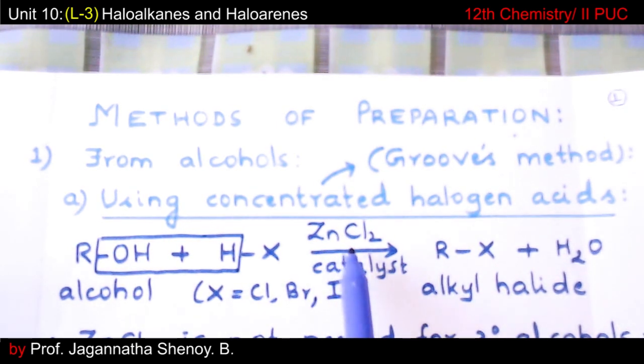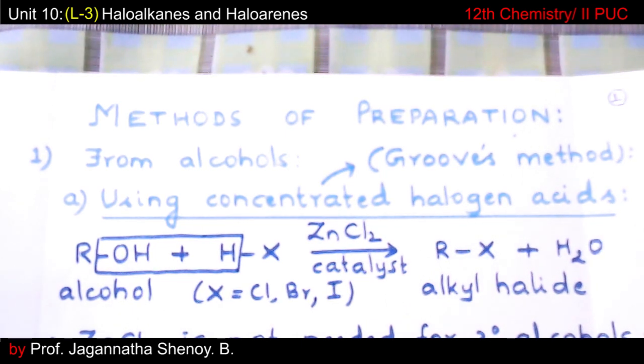Whether I need zinc chloride catalyst or not is decided by the nature of the alcohol that you consider. If I go for tertiary alcohol, it is the most reactive alcohol. Presence of zinc chloride is not required. So, with the tertiary alcohol, I need not make use of zinc chloride catalyst. In such cases, we simply shake tertiary alcohol with concentrated halogen acid at room temperature.